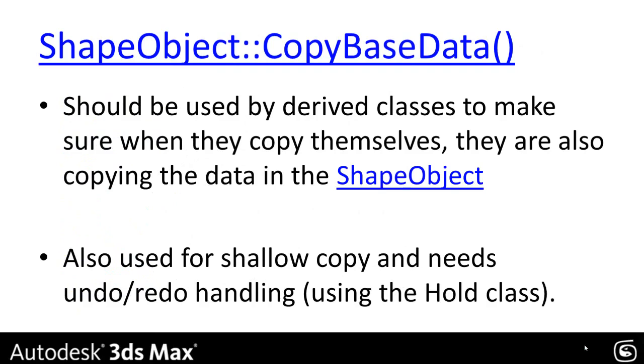So there's a copy base data member, and this is something that should be used by the derived classes to make sure that when you copy yourself, you're also copying the data from the shape object. Okay, so this is like superclassing, but it's specialized functionality. The reason we have specialized functionality is because it's used for shallow copy and also for undo and redo handling. Okay, so it's using the undo hold class.